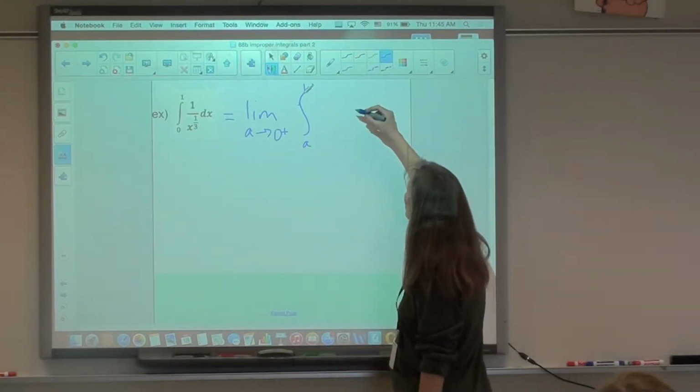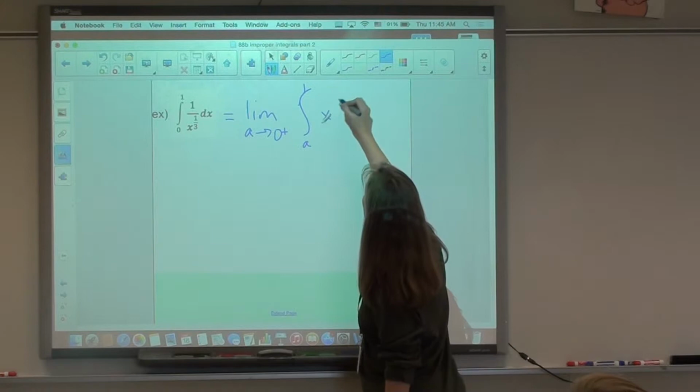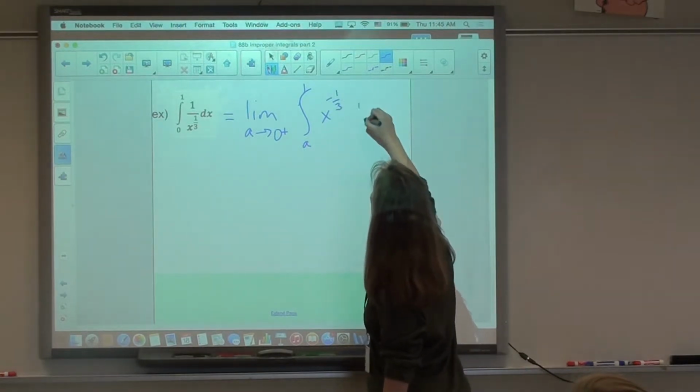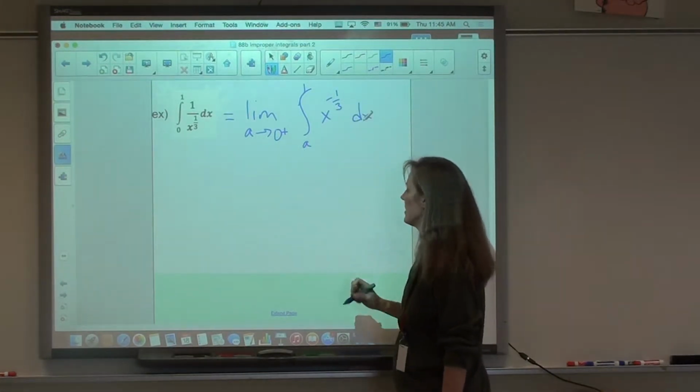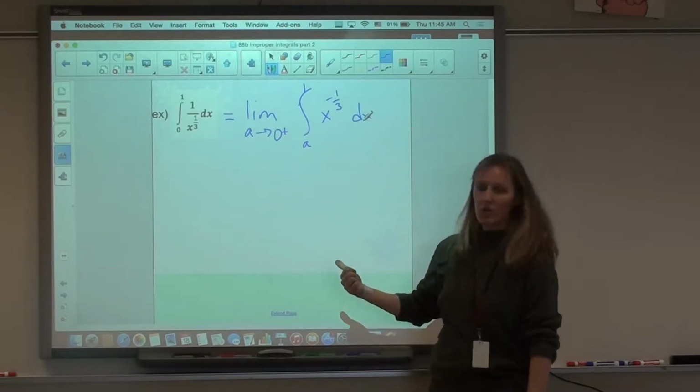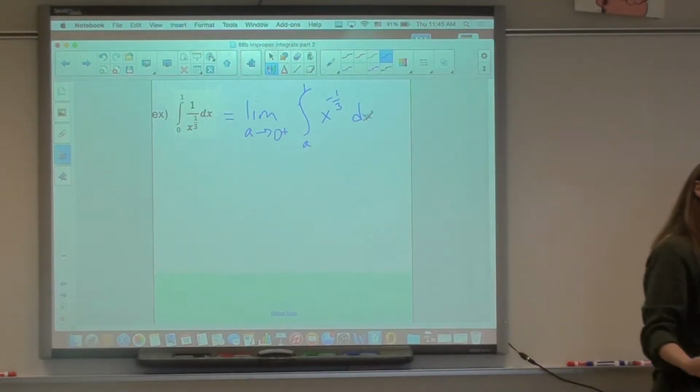So, all right, so I'm gonna think of this as x to the -1/3 dx. All right, take a second, do the integral, plug in the limits, see what happens.